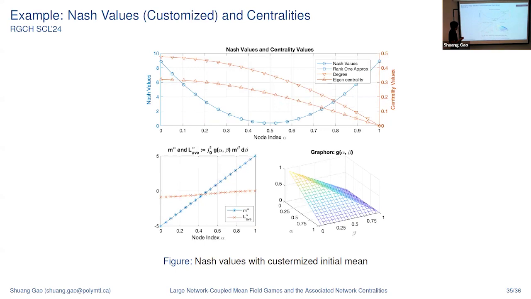And the last thing is the introduction of a customized value for each node. Because for LQG graphon games, you can associate each node with a different initial mean. This gives preference to different nodes. So you can define a customized centrality, similar to customized or personalized page rank centrality. But you see that this would significantly change the landscape of the Nash values. Instead, you get a minimum point instead of a maximum point.